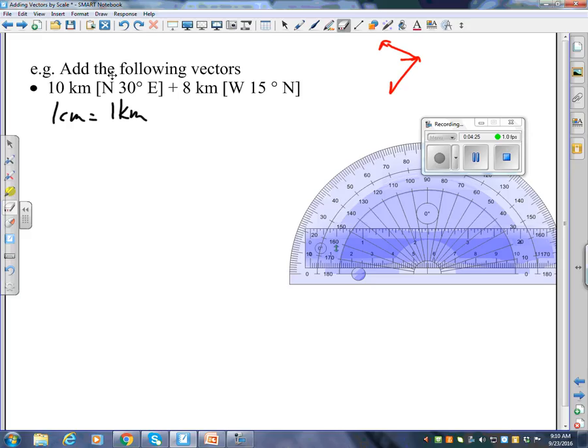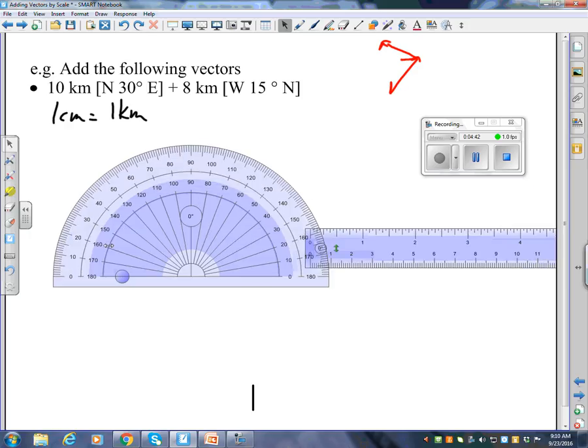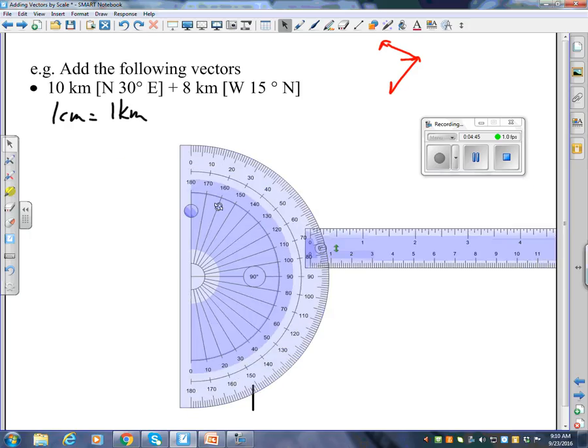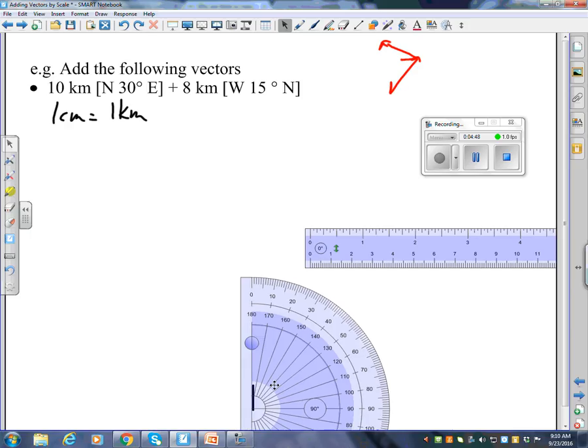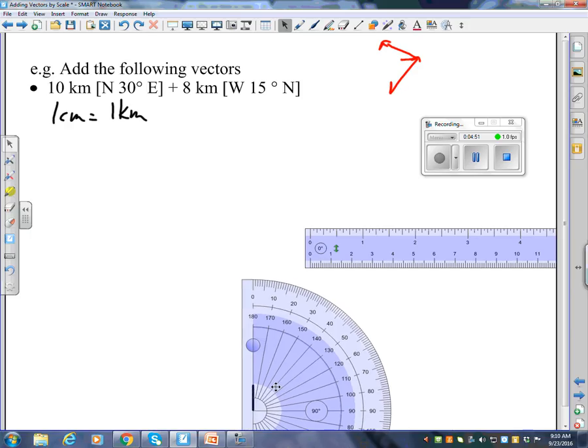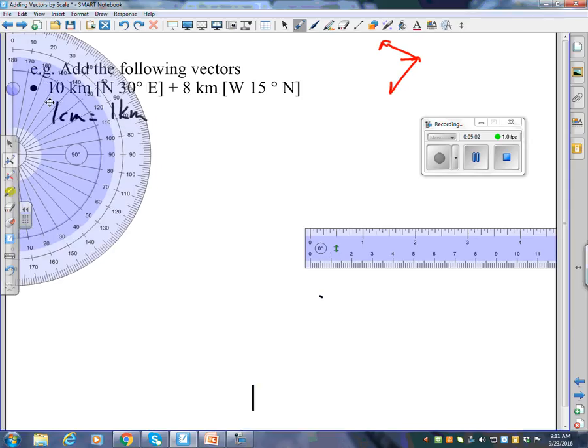Okay, so I got north. So draw a reference line that gives you north. If you want to draw the four-way Cartesian thing, that's fine. It only needs to be just a smidge long. Okay, so that's my reference line for the first one. North 30 east. So I'm going to bring in my protractor. I'm going to put 0 at north, at the bottom, north 30. Little tick mark. Get rid of the protractor. And it's going to be 10 kilometers long, so I need 10 centimeters.